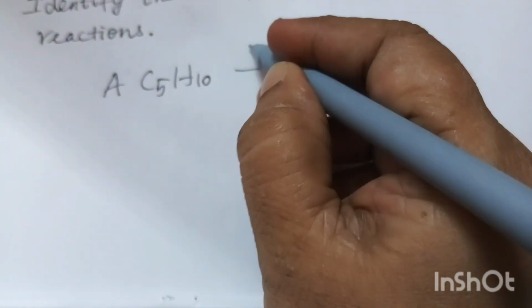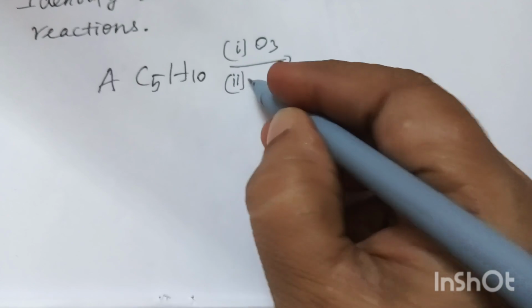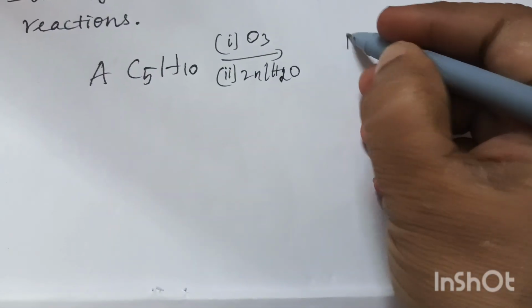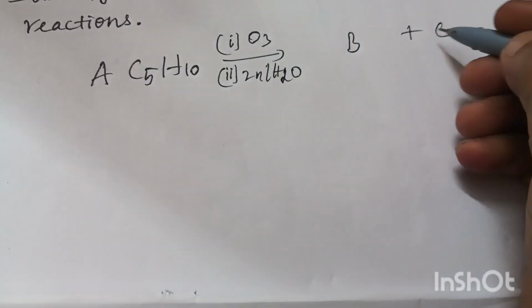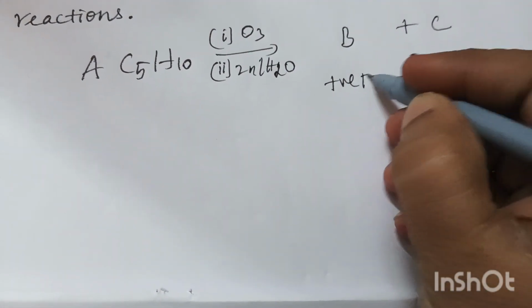So now, write the flow chart. Compound A, the molecular formula is C5H10, on ozonolysis. That means the first step is O3, and the second step is zinc and water. So it gives two compounds, B and C. And here B gives a positive Fehling's test.